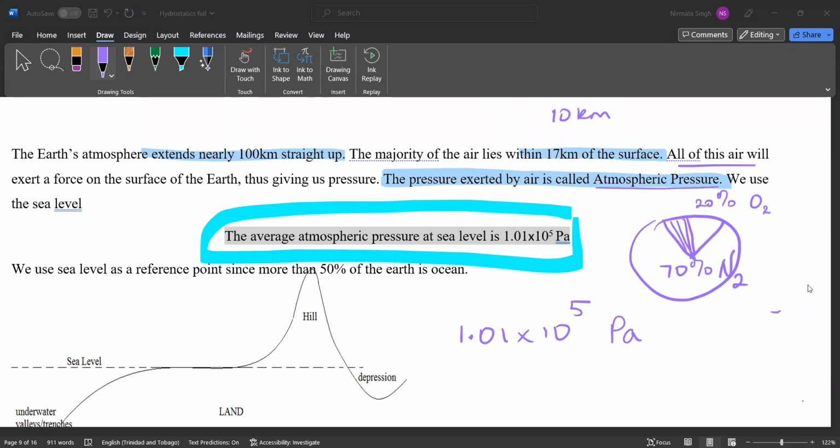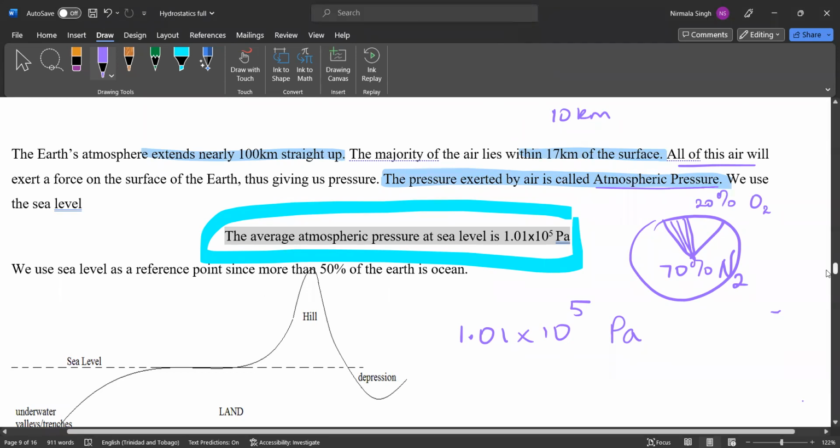Let's continue reading. Who's playing loud music?